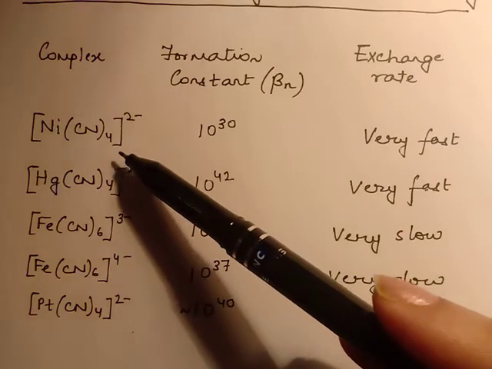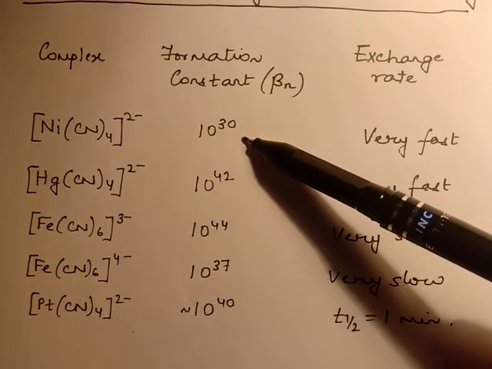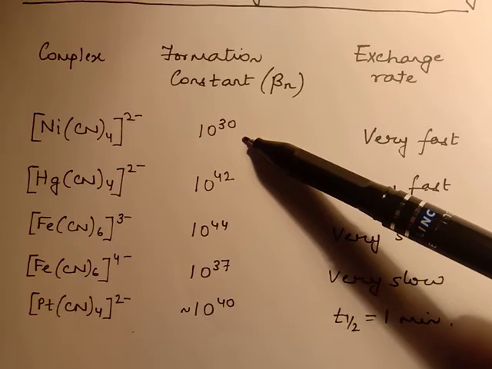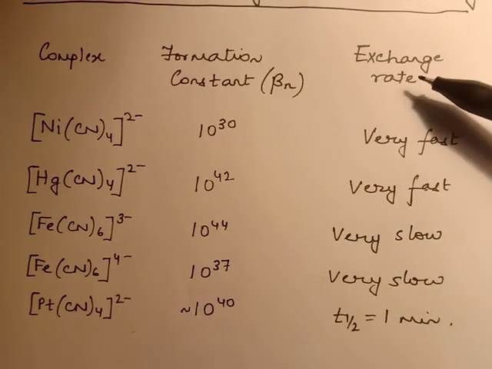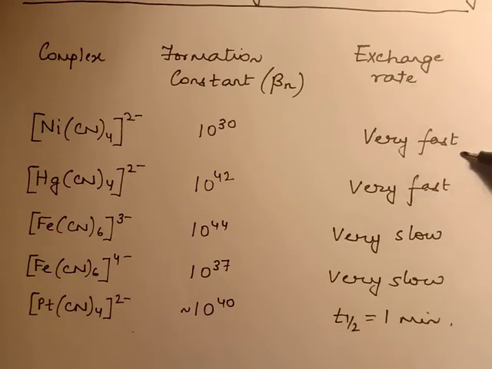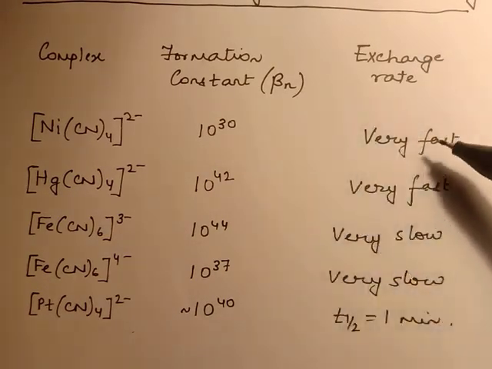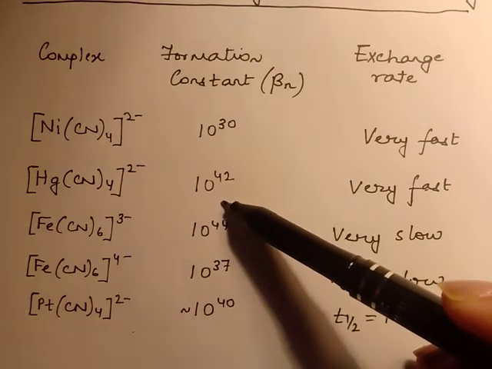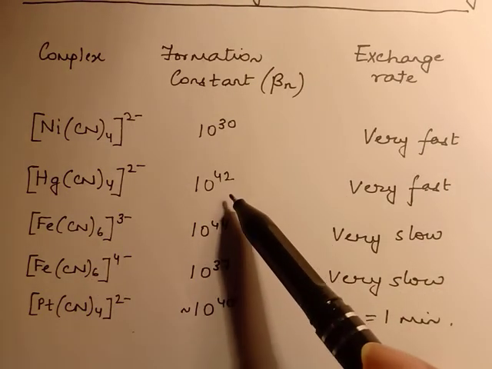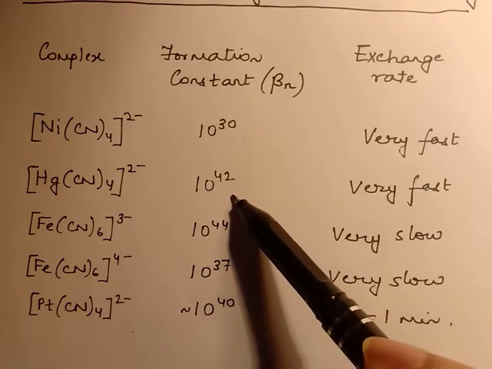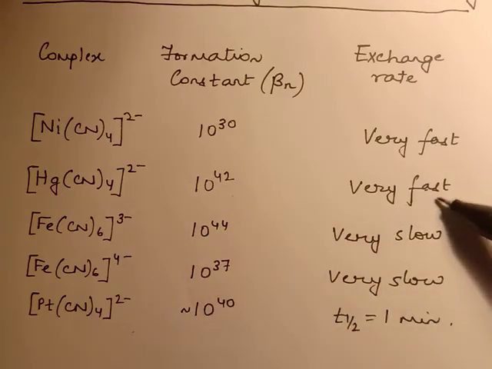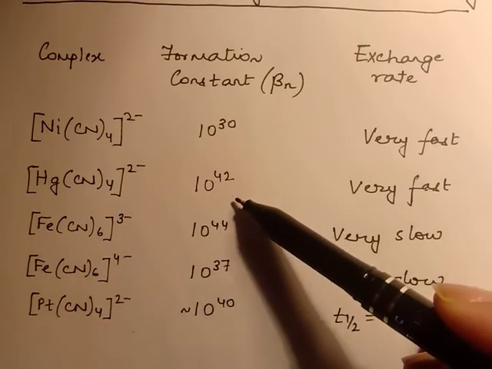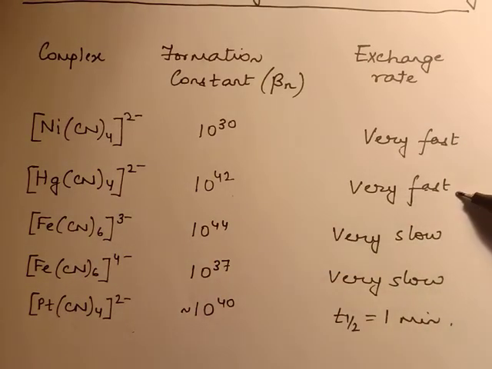For the first compound, you can see that the formation constant is 10 to the power 30, which is a high value, indicating that it is thermodynamically stable. The exchange rate is very fast, indicating it is kinetically labile. So this compound is thermodynamically stable and kinetically labile. Moving on to the next compound, HgCN4 2-. Again, it has a very high value of beta and the exchange is very fast. So this is again a compound which is thermodynamically stable and kinetically labile.